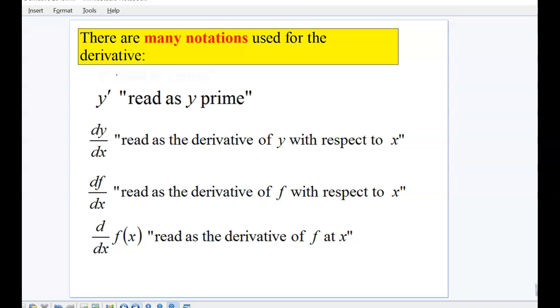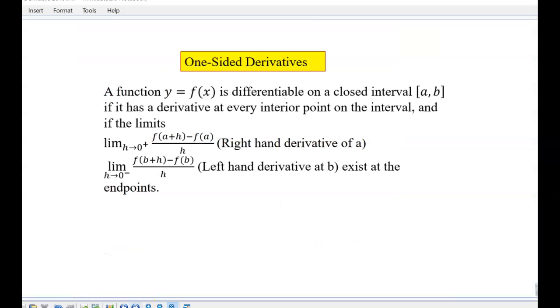Now, there are many different notations for derivative. There's y prime, there's dy/dx, the derivative of y with respect to x. There's the derivative of the function with respect to x, and this is read as the derivative of f at x. And these all mean the same thing, and we'll use them interchangeably throughout the course. Now, one-sided derivatives. A function is differentiable on a closed interval a to b if it has a derivative at every interior point on the interval.